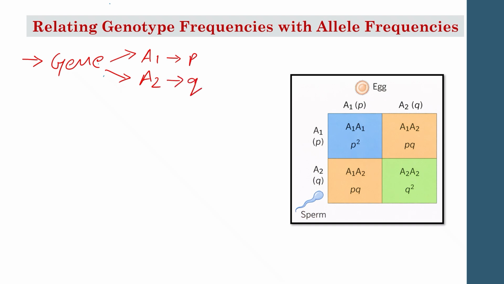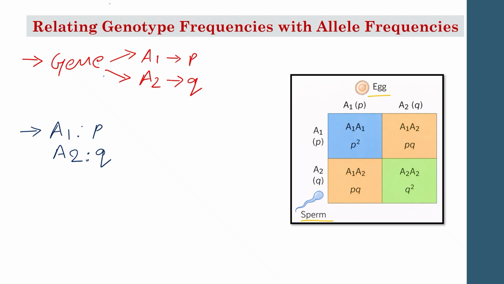Now suppose the population is mating randomly. Then the genotypes of the next generation are formed by the random union of the haploid gametes, that is sperm and egg. These sperm and egg will unite and form a zygote, a diploid zygote, which will decide the genotypes of the offspring. Now, the probability that a gamete carries the A1 allele is p, and the probability that a gamete carries the A2 allele is q.